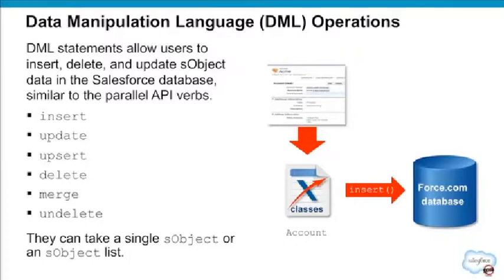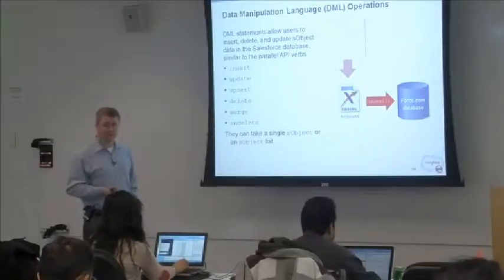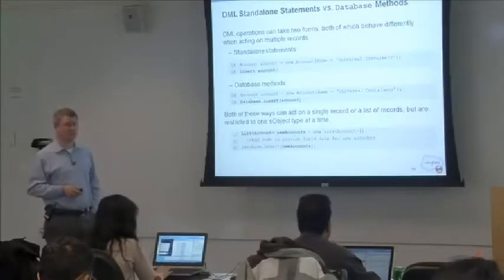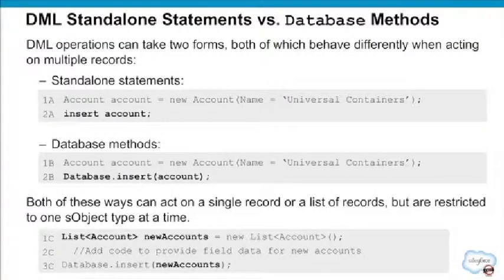When we are modifying the database, we can supply either a single record, a single SObject, or a list of SObjects. So let's take a look at the syntax that we would use within Apex in order to accomplish this. On line 2A, we have insert account, and so we can use a set of keywords to perform these different types of operations. On line 2B is a method, Database.insert an account.